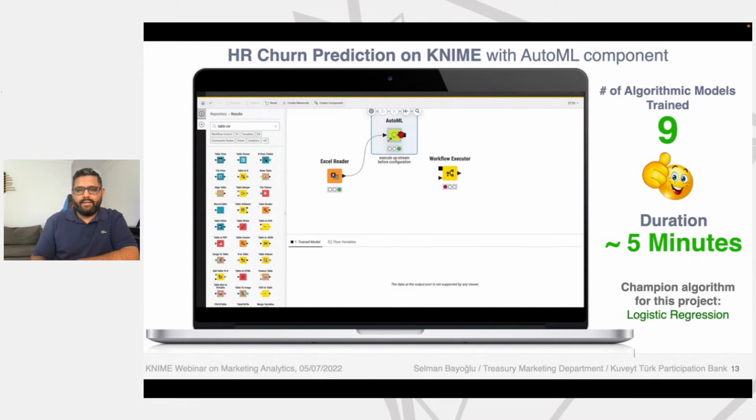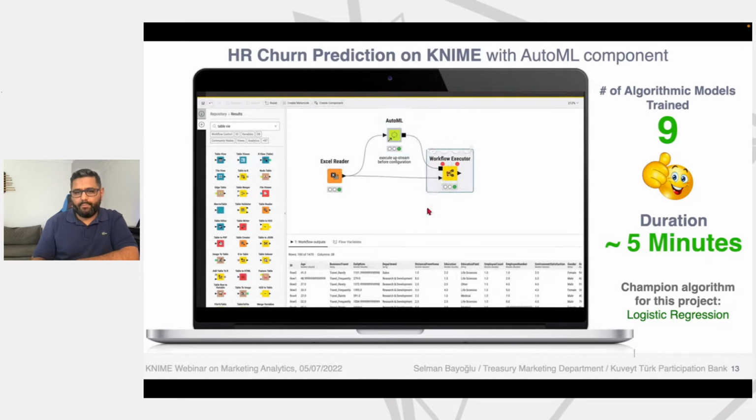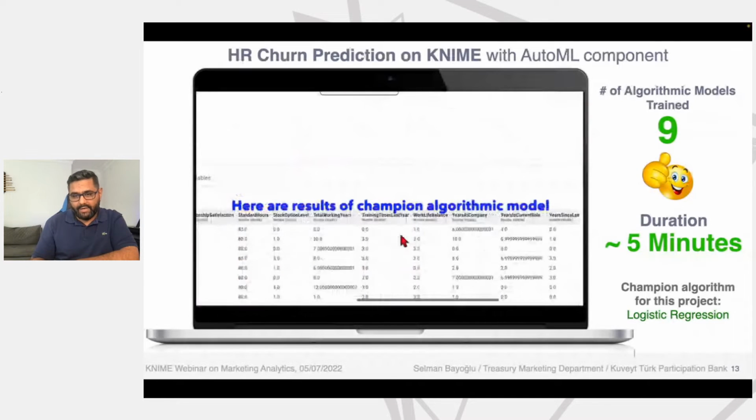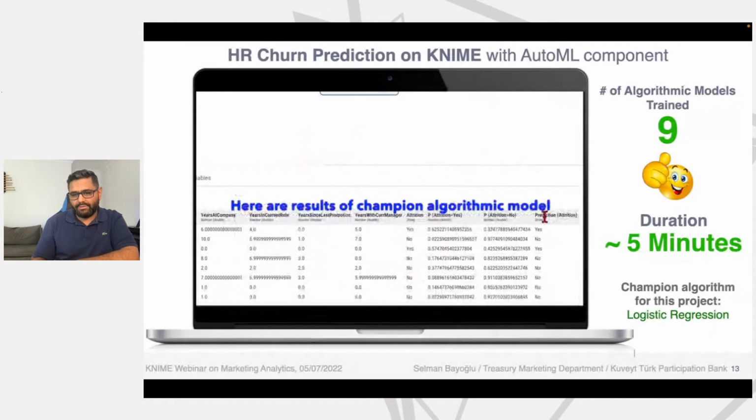And let's connect with workflow executor and see which employees will be churning, quitting the company, which are not going to be, as predictions. On the right-hand side, yes, you see predictions. Yes, no. Yes means they will go away. Hopefully they will not. Okay. Let's come to this.